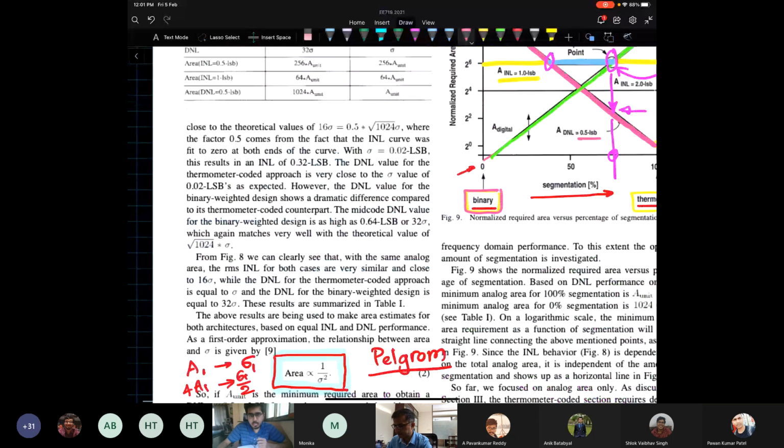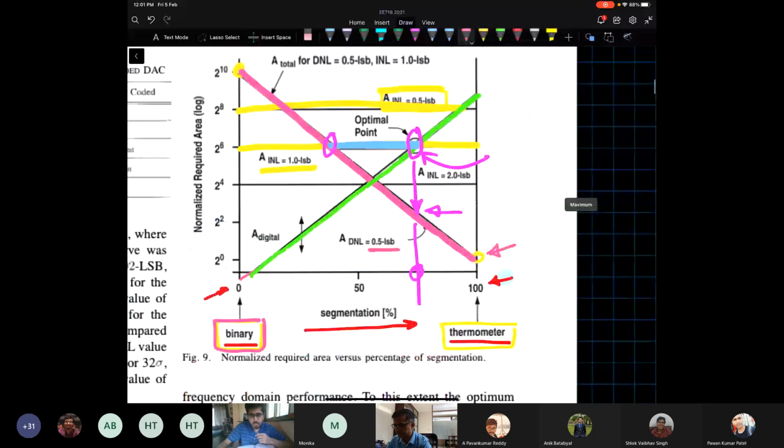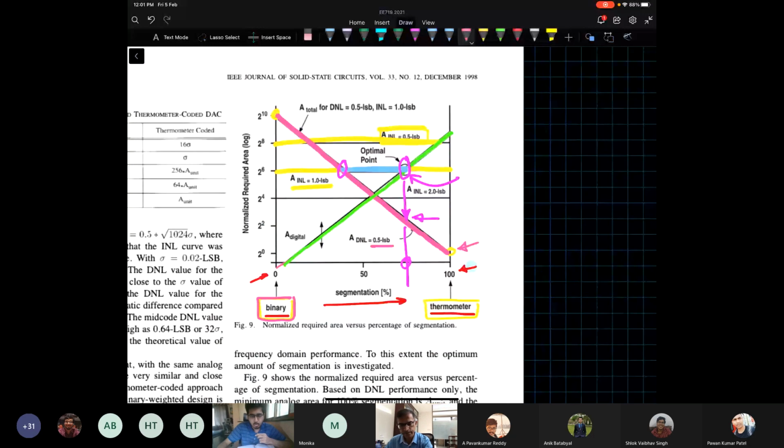Yeah, tell me. So it says the area for binary is higher than thermometer, like if it's completely binary then completely thermometer. But in thermometer DAC, we are using the smaller unit cells more number of times. So why is that difference? Yeah, excellent question. I'm glad you asked me that question.